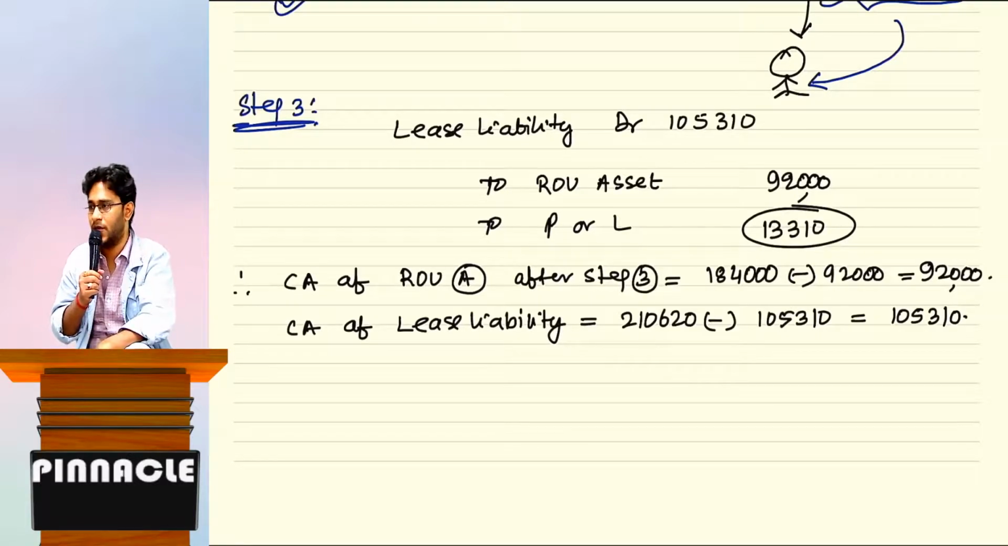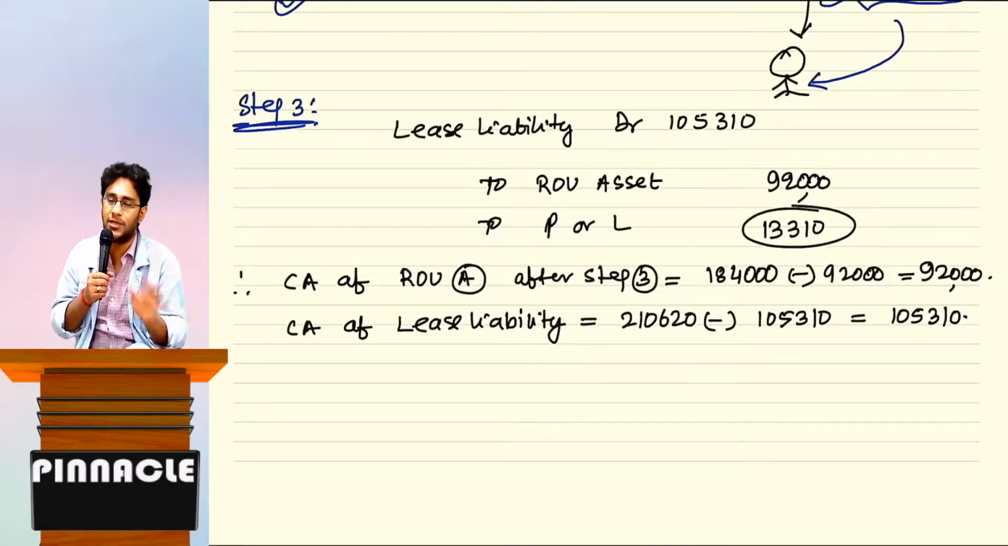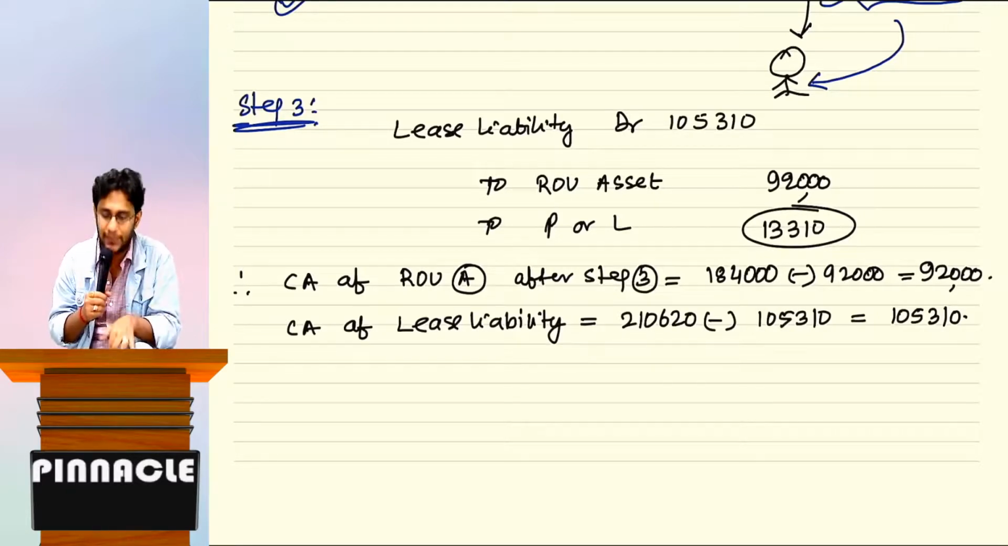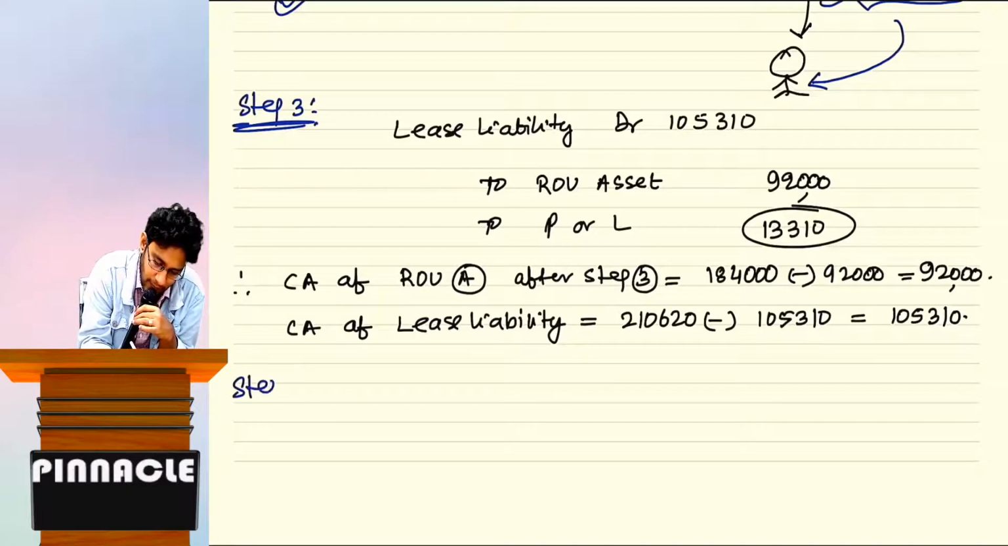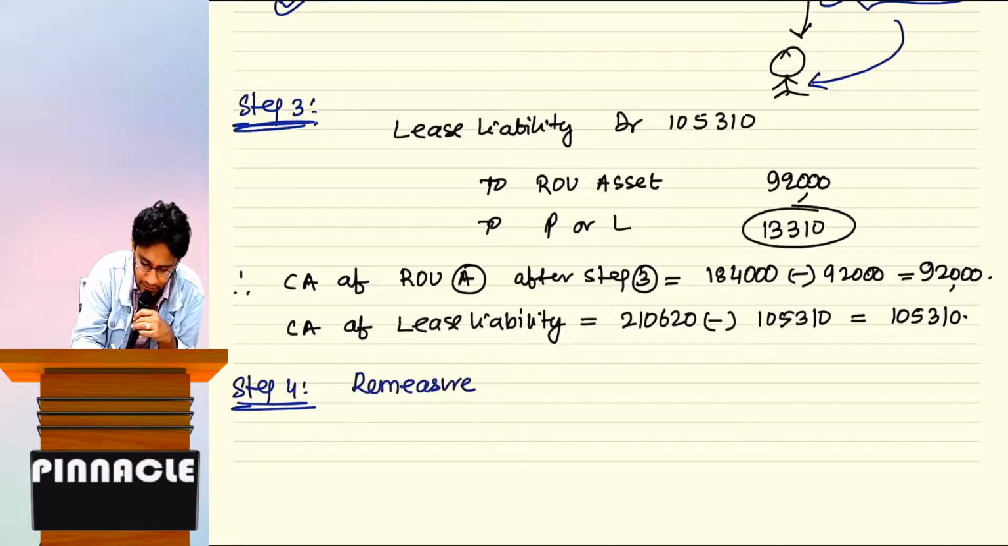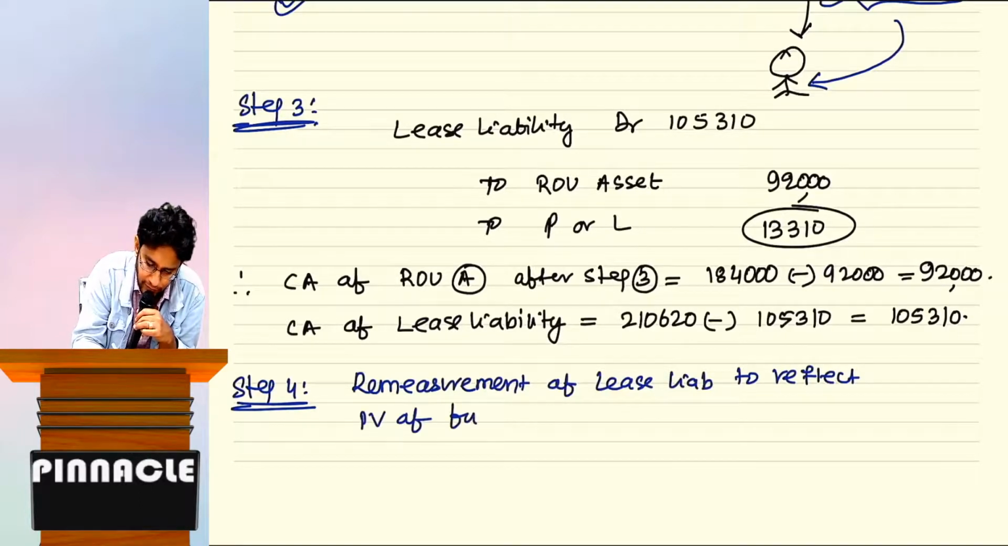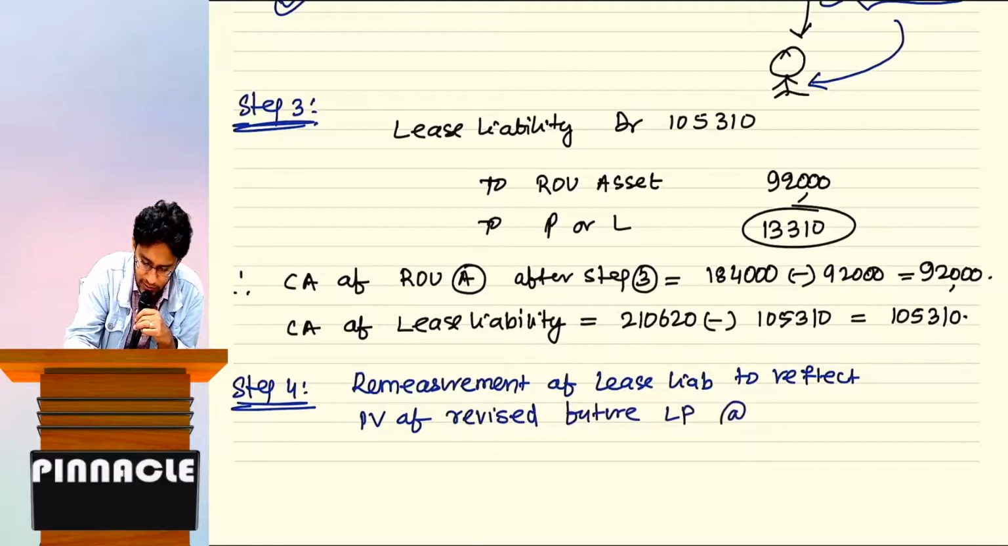So step 4 you have to do, sir. Whatever you did now is not remeasurement; it was an adjustment. Now you do the remeasurement. If you understand the steps, the logic will make sense, sir. Remeasurement of lease liability to reflect the PV of revised future lease payments at the revised discounting rate.